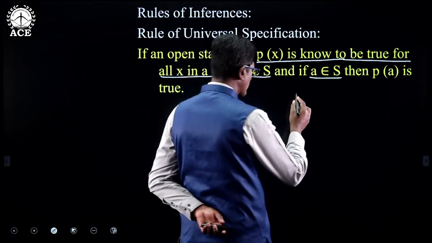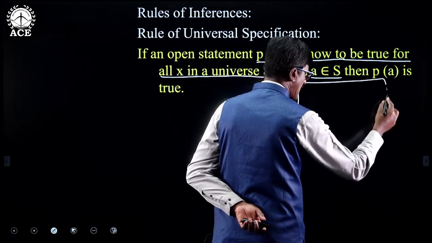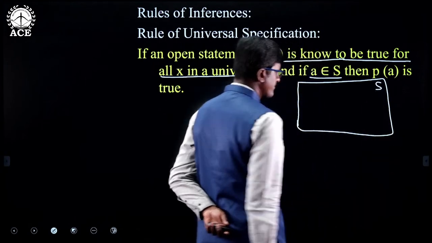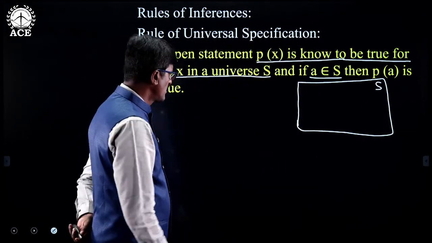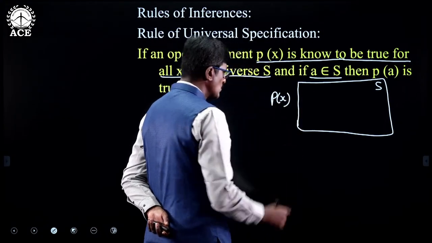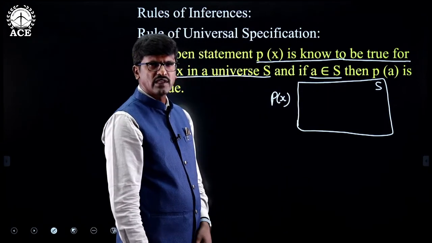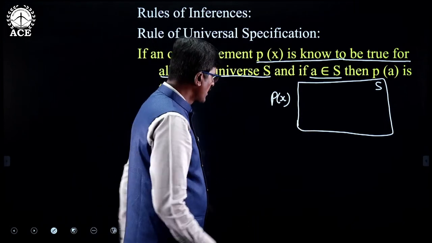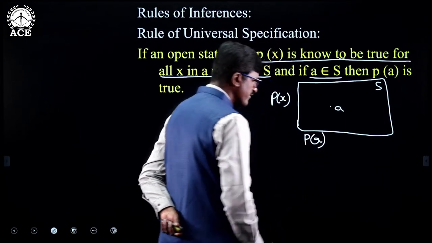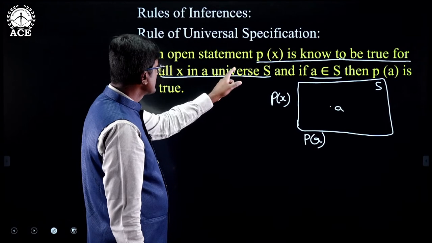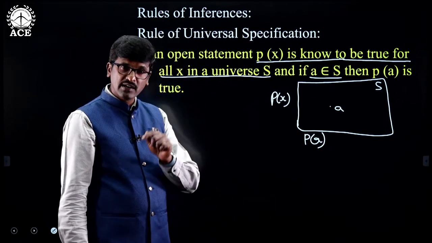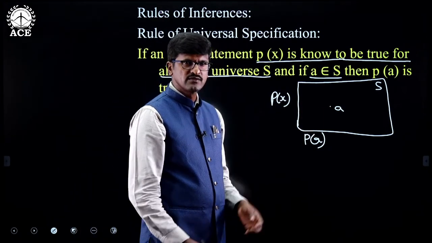Let me explain this with one diagram. So this is the universe. I am taking some universe, and that universe is denoted with S. In this, there are so many elements. This P of x is true for all x belongs to S. P of x is true for any element in the universe. If you take some element in the universe, then P of A must be true. So the meaning of this is that if P of x is true for every value in the universe, then P of x must be true for any value in this universe.